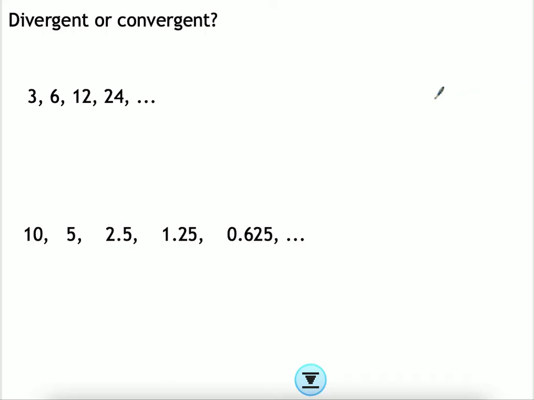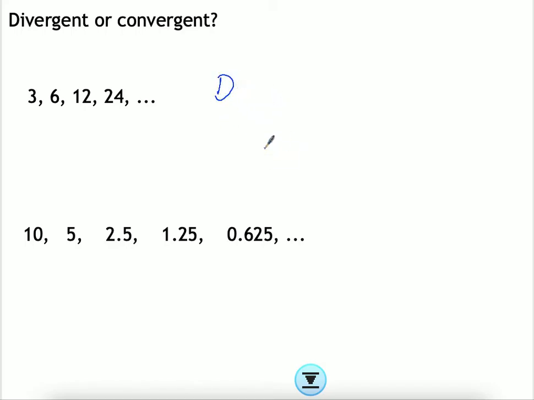sequence. A divergent sequence is one that jumps off to infinity. This one's doubling every single time, so it's bigger and bigger, or it could be getting more and more negative. That is a divergent sequence.